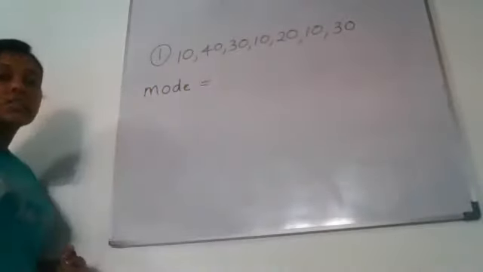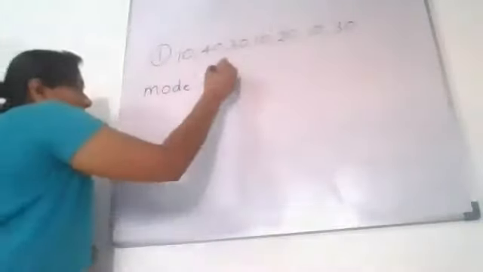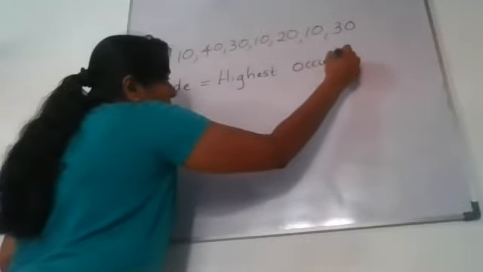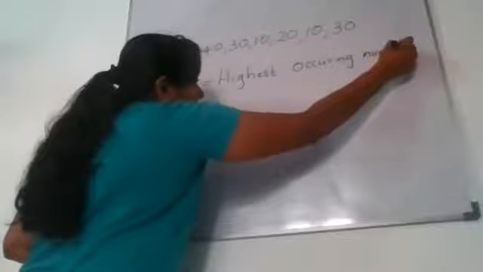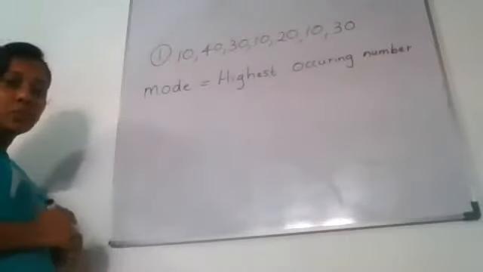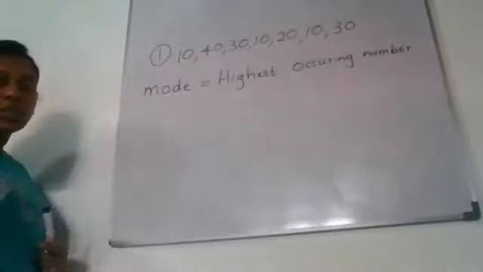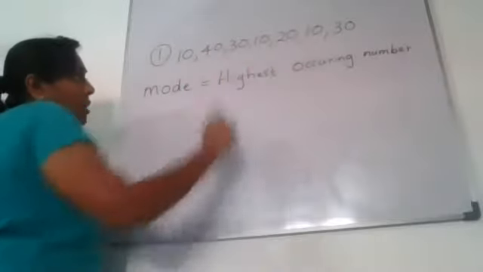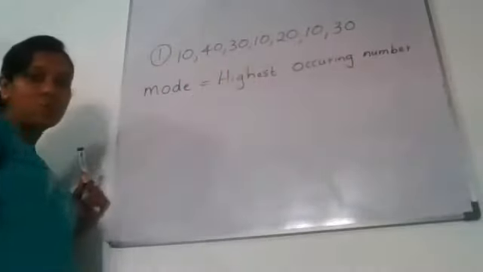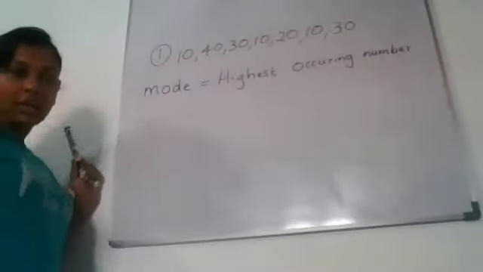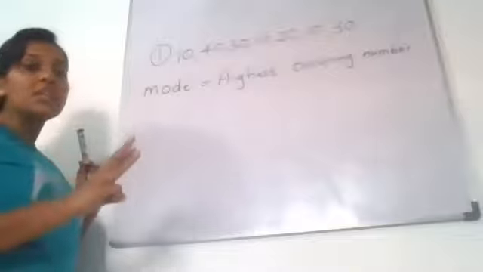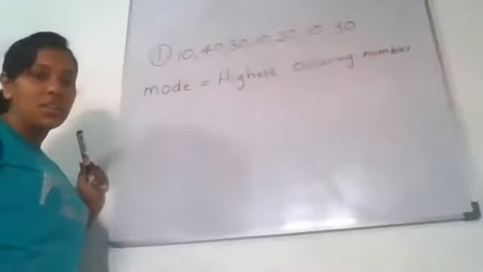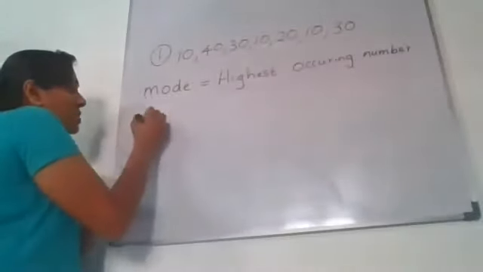Now mode means the highest occurring number. The highest occurring number we called as the mode. So according to this set of data, I have number 10, 3 times. Number 40, I have 1 time. Number 30, I have 2 times. And number 20, I have 1 time. So my number 10, I have 3 times. So that's the highest occurring number. So according to this set of data, my mode is 10.